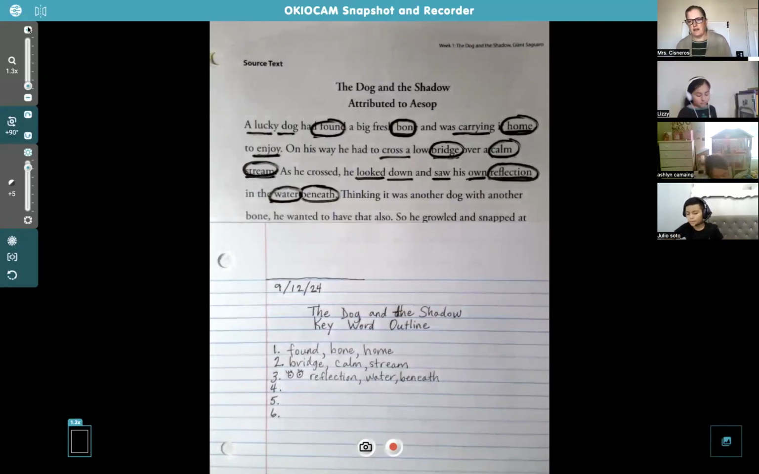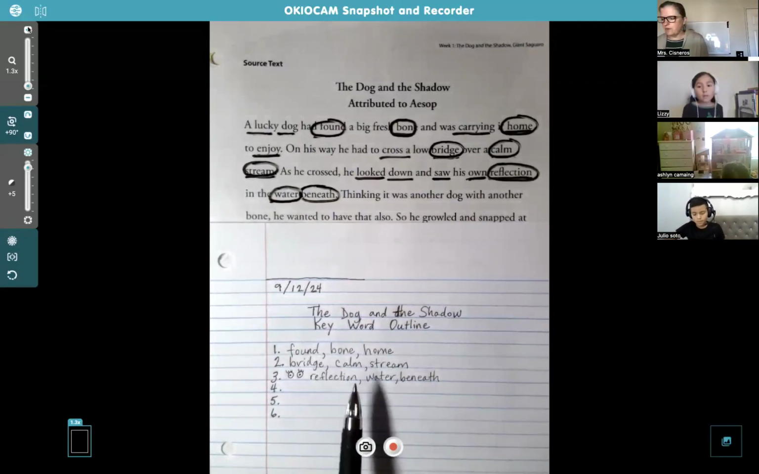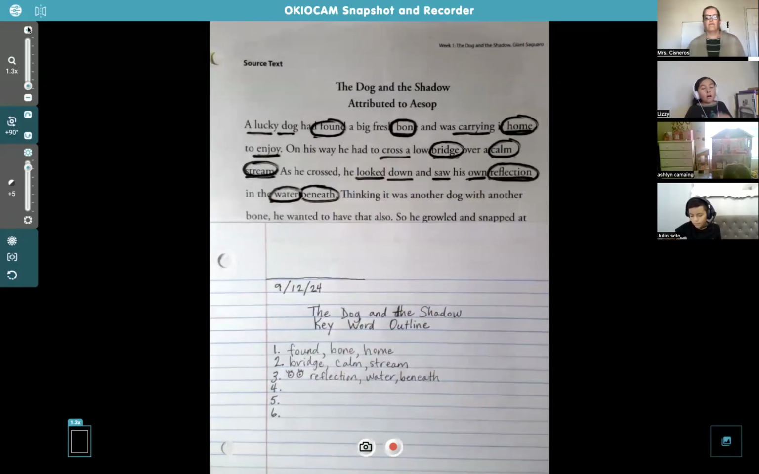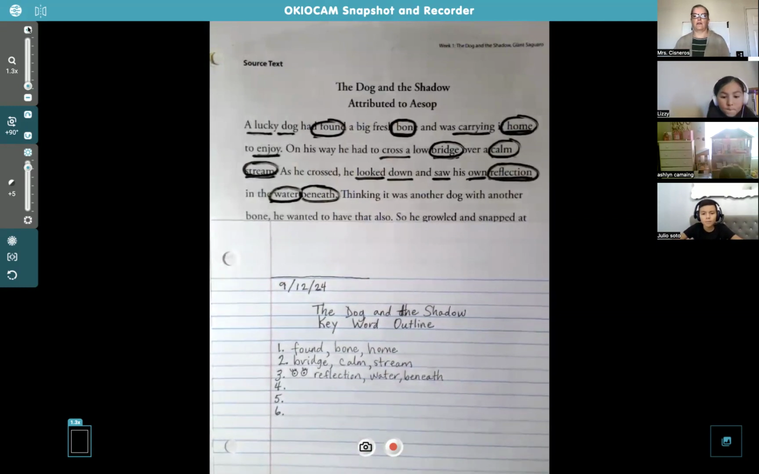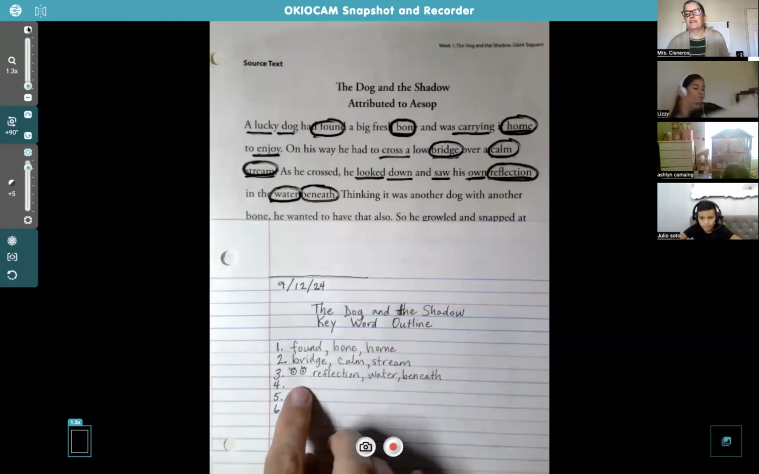And we don't have to count that as a word because it's not a word, it's a symbol. So we have reflection, water beneath. We still have our 3 words, which is good. We only need 3. We decided to draw little eyes here, Lizzie. And then reflection, water beneath. Okay, good. Yeah, you had to add them in. That's fine.